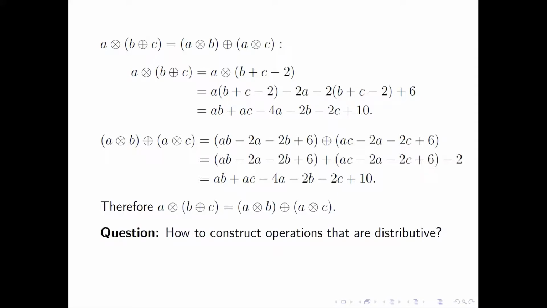Here is the question. How to construct operations such that one is distributive over the other? Actually, you can arbitrarily construct binary operations pretty easily. However, most likely one won't be distributive over the other. In fact, I constructed these two operations by a special technique. So the answer would be using isomorphism of algebraic structures.